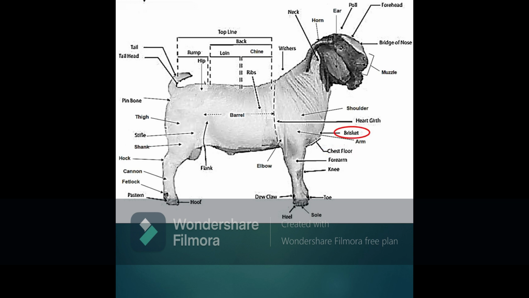The brisket, which is the cranial portion of the chest or the front of the chest between the two front legs just above the chest floor. And the heart girth, which refers to the circumference of the chest and is measured just behind the withers and elbows.